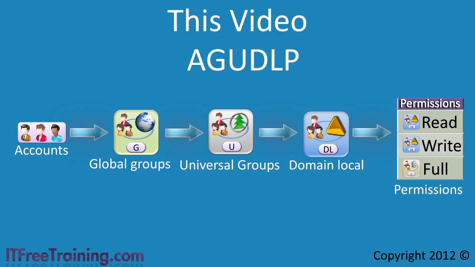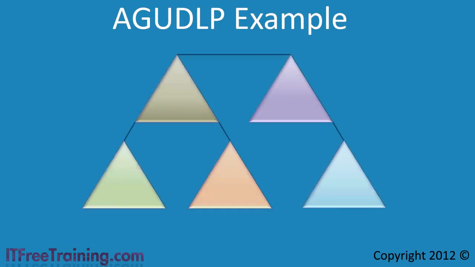This seems like a lot of groups and a lot of complexity, and the question is, is it really worth the time and the effort? On a large enough network, there are a lot of advantages to using AGUDLP. Let's look at an example of why on a large network you would need this extra complexity and why these particular groups are chosen. In this example, there are 5 domains which are owned by the same parent company.